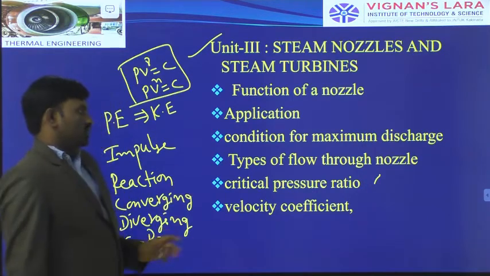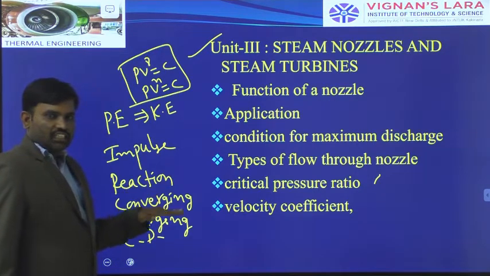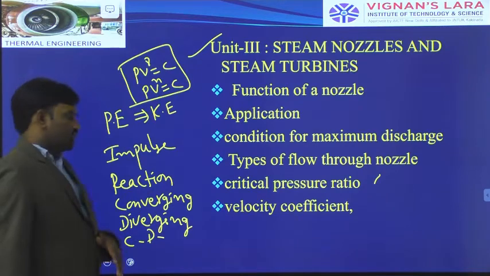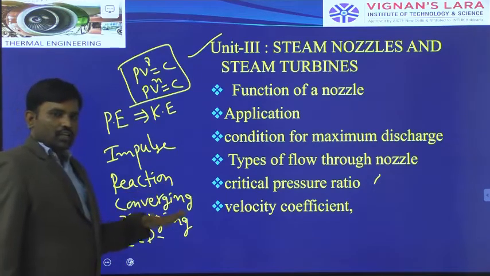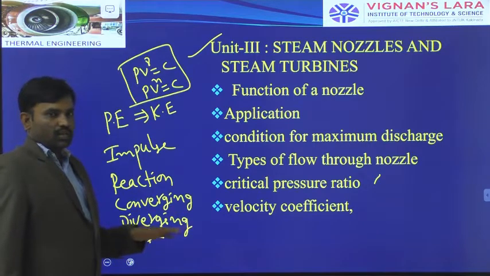Okay, in this unit we will discuss what the different types of nozzles are, how pressure energy is converted into kinetic energy, what the velocity is at the throat section, what the velocity is at the diverging section, and what the cross-sectional area of the nozzle is. In that manner we are solving some problems.